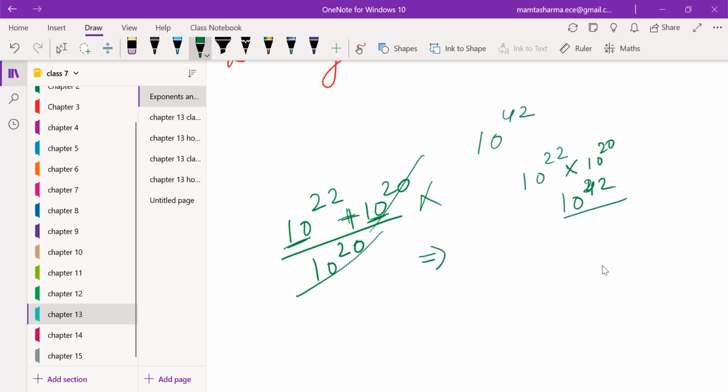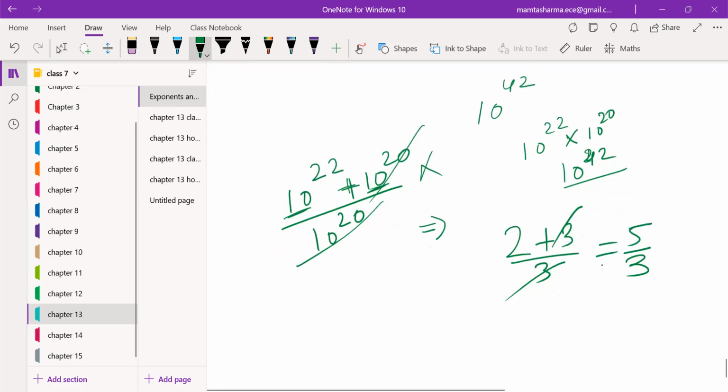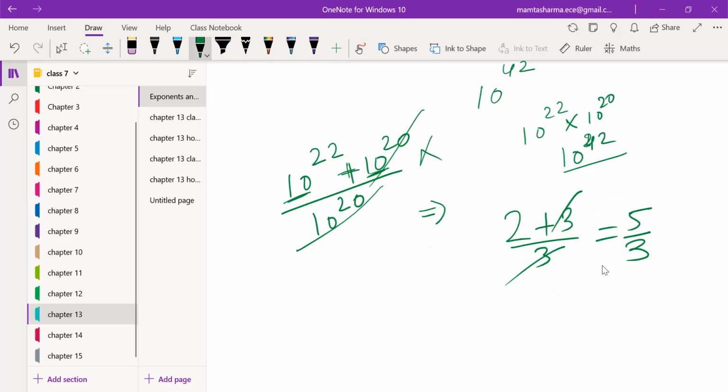If I say you are having this number, will you cut this 3 by 3, or will you first add 2 plus 3 and then cut with 3? First add and then do it. Here we can't add it, so take the common term. 10 raised to power 20 is common in both. When you take 10 raised to power 20 common, here you will be left with 10 raised to power 2, and here you will be left with 1.